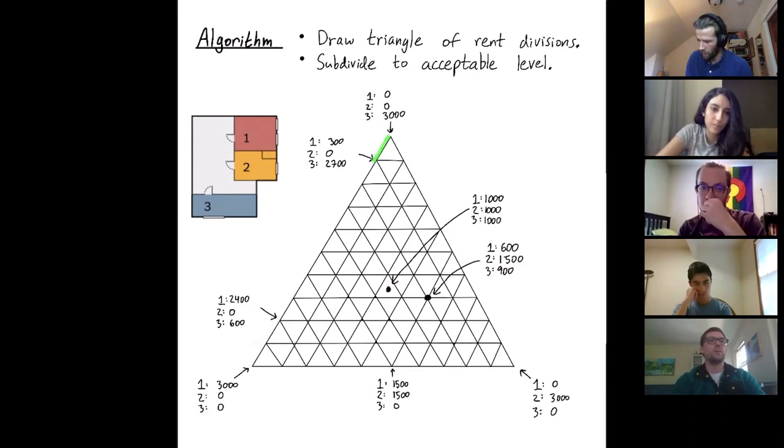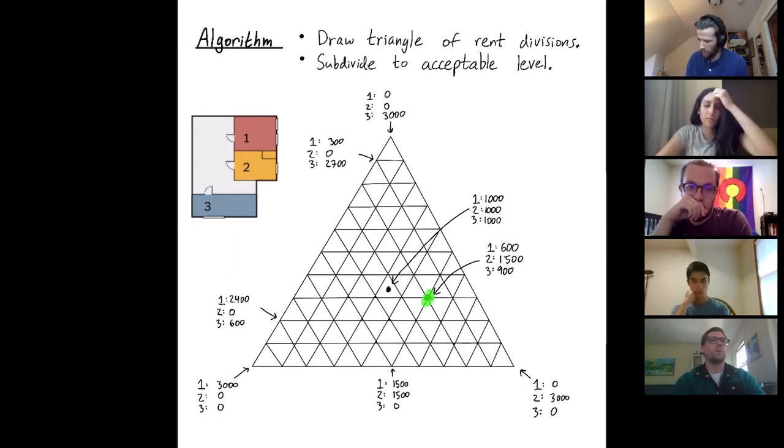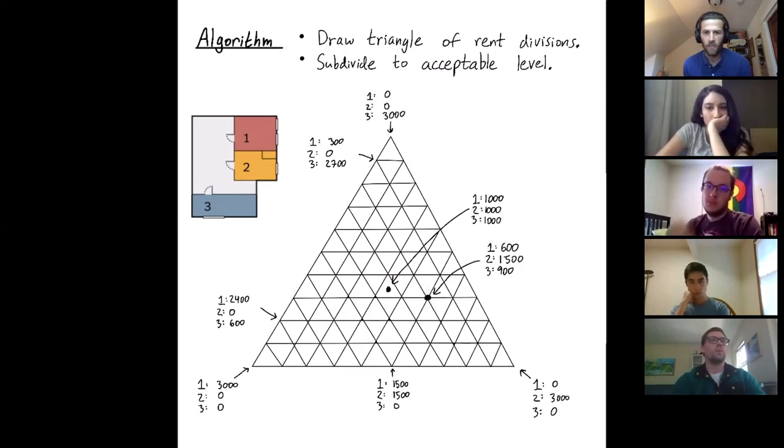So if I go this direction, I get the new prices where room 1 is now $300 instead of 0, and room 3 is now $2,700 instead of 3,000. This point is where rooms 1 and 2 split the rent. This is a more realistic point where room 1 is $600, room 2 is $1,500, room 3 is $900.